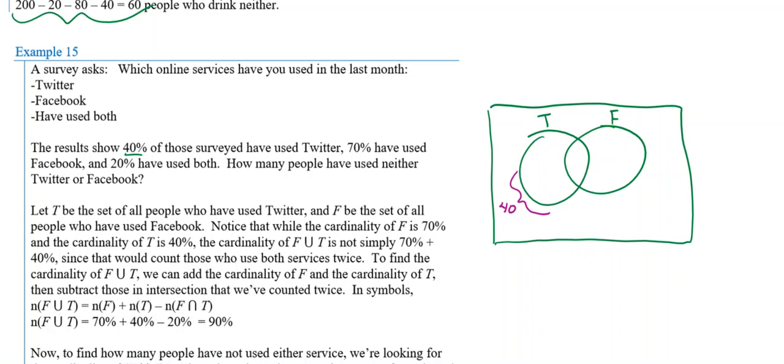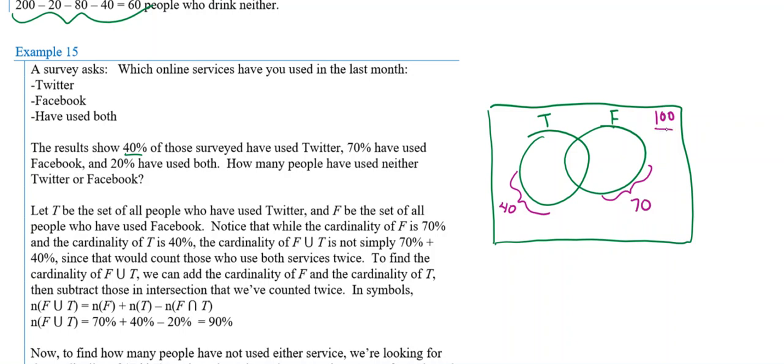Then 70% have used Facebook, sorry, my bad. So same thing, I'll say this is 70%. I'm not writing the percents for now, but our universal set, because we're talking about percents, would just be 100%. That's all we have. So the first thing you might notice is 70 plus 40 is already over 100.